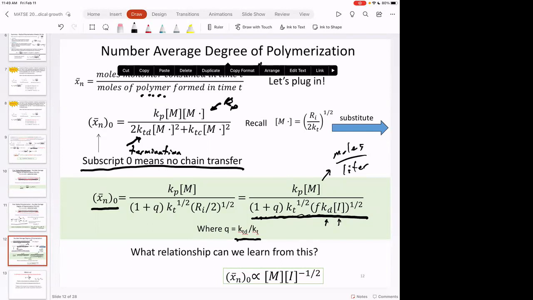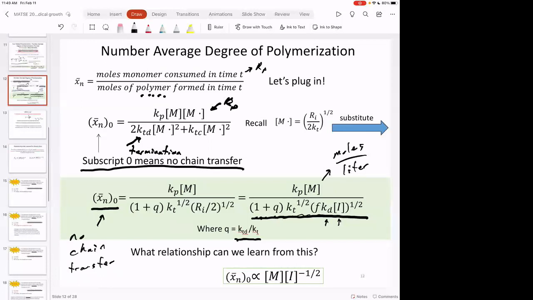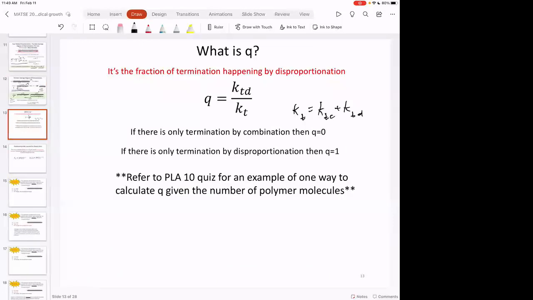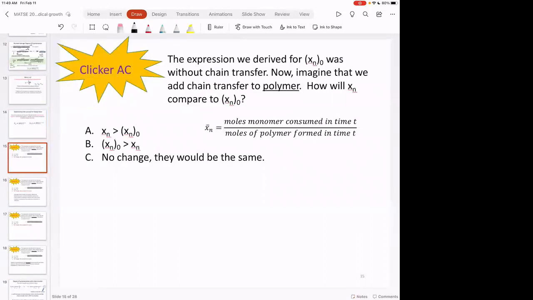Okay. You guys know how to handle all these equations. Now, the key is that this is X bar n0, so no chain transfer. And we already talked about the definition of Q. All right, so we've got these relationships, so you can get out your clickers. The expression we derived for X bar n0 was without chain transfer.